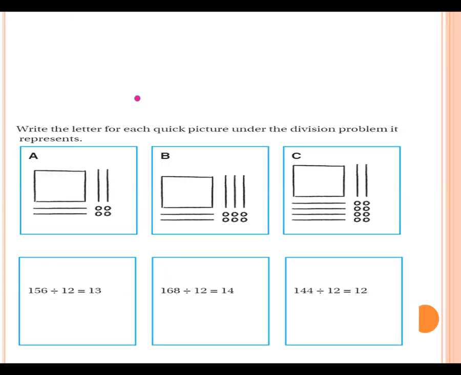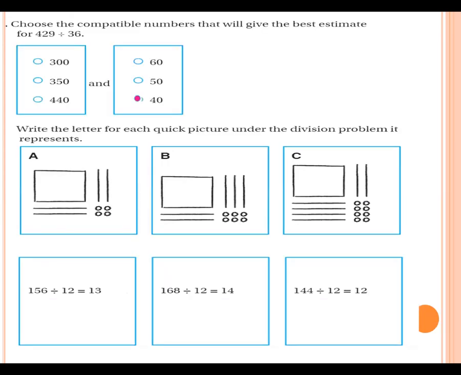Now the next one is, you have to choose a compatible number that will give the best estimate for 429 divided by 36. You can say 440 and 40 as the best compatible numbers. Now the next one is to match with the correct division problem. You can match it. This will be A, this will be C, and this will be B. You can refer to it and do it.